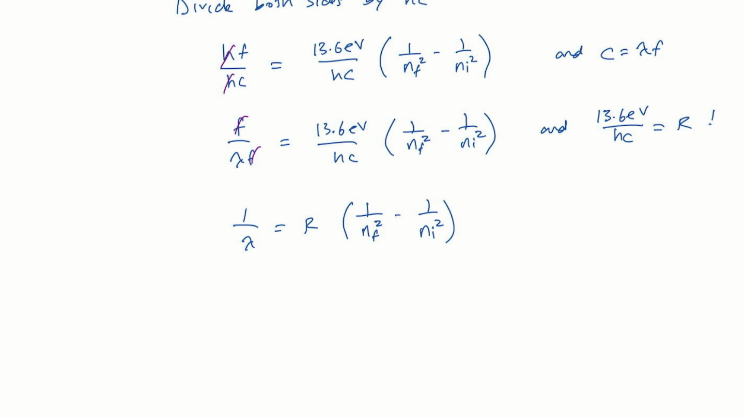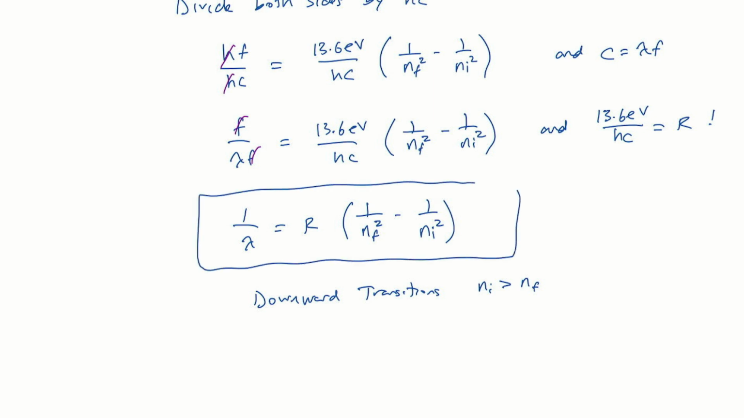And this is what Balmer found. Okay, so these are downward transitions, and that's because n sub i is bigger than n sub f. And this all came about by assuming L is quantized. And so there's the explanation for the hydrogen spectrum.